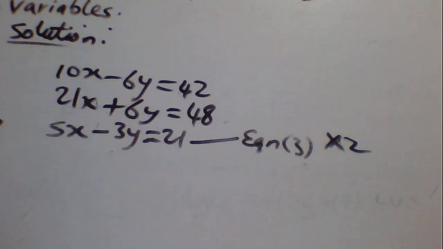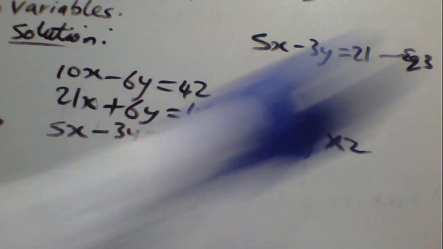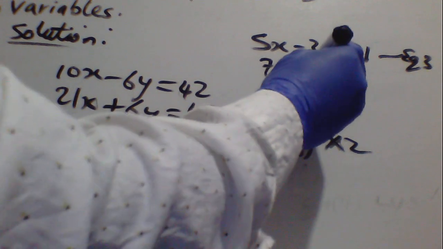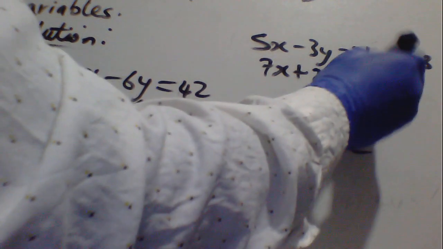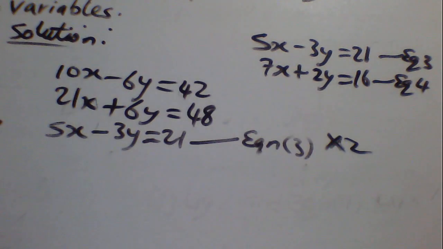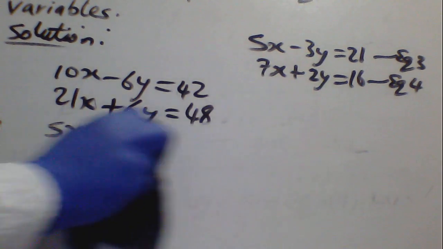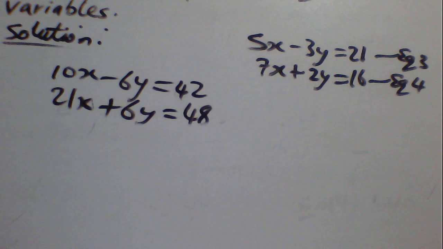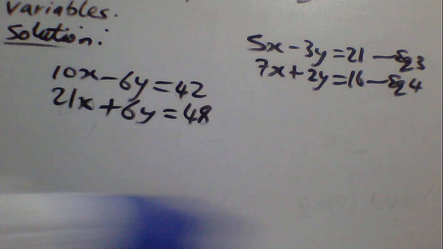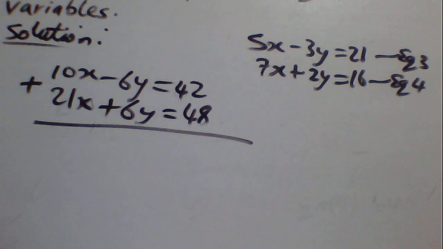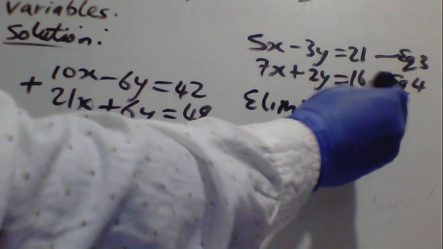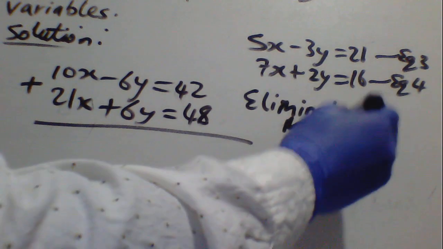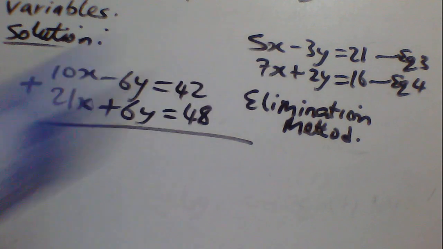Let's write the equations here so that we will come to them later. We have 5x minus 3y is equal to 21, which we call equation 3, then 7x plus 2y is equal to 16, which we call equation 4. So now we have the two equations after we multiply by 2 and 3 respectively. The next thing is to add the two equations. This method we are using is called the elimination method. We are trying to eliminate one variable so that we can solve for the other variable, and when we get it, we back substitute into any of the equations we formed to get the remaining variable.